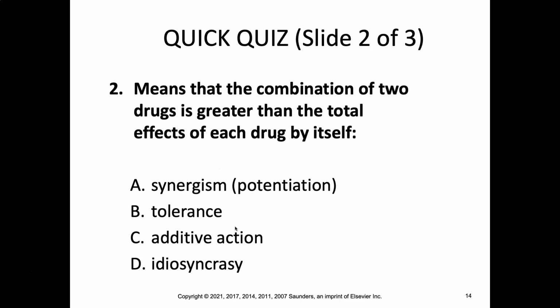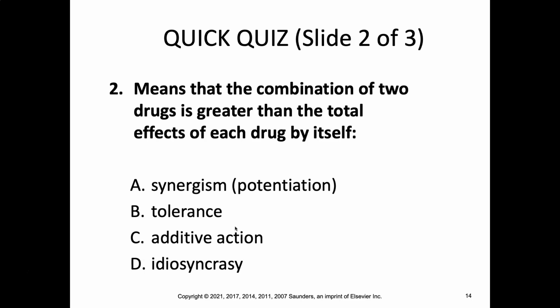So let's move on. Quick quiz. The combination of two drugs is greater than the total effects of each drug by itself. We talked about this. Is it equal to? Is it more than? Is it less than? Is it one of those where over time increasing amounts are needed to produce the same effect?